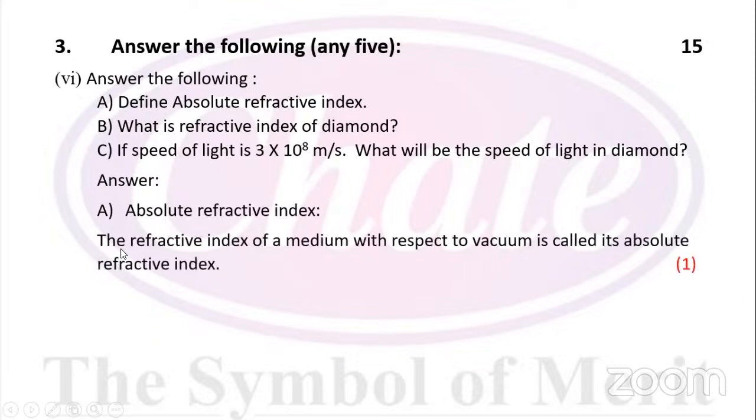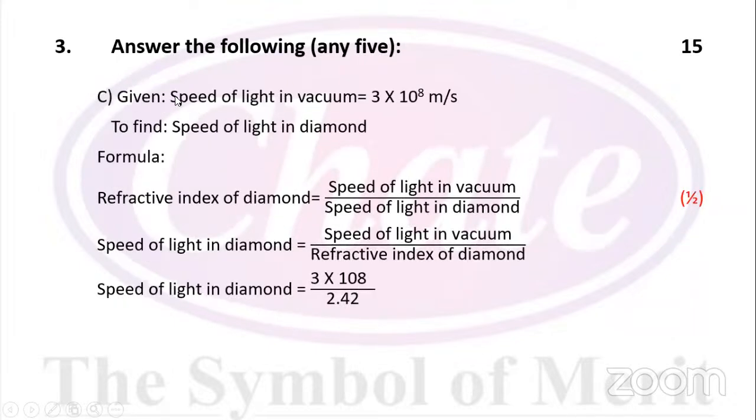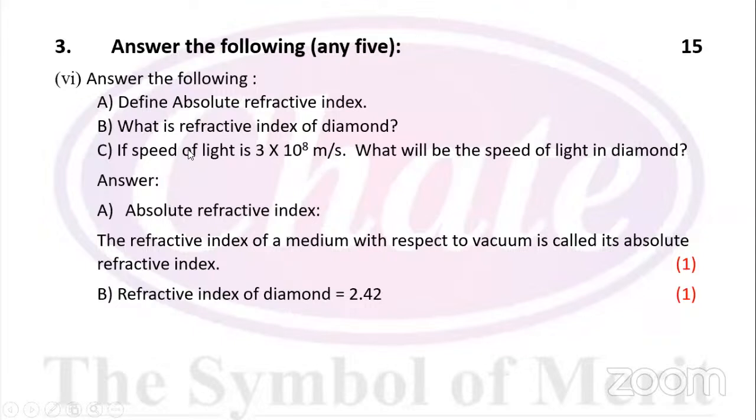The first is the definition. Absolute refractive index is nothing but the refractive index of a medium with respect to vacuum. It is called the absolute refractive index of that medium. Then the refractive index of diamond is 2.42. Yes, you have to remember some of the refractive indices of substances. It is given in the book for water, ice, ruby, and diamond. These are the most important because the board may ask you direct values of those substances.